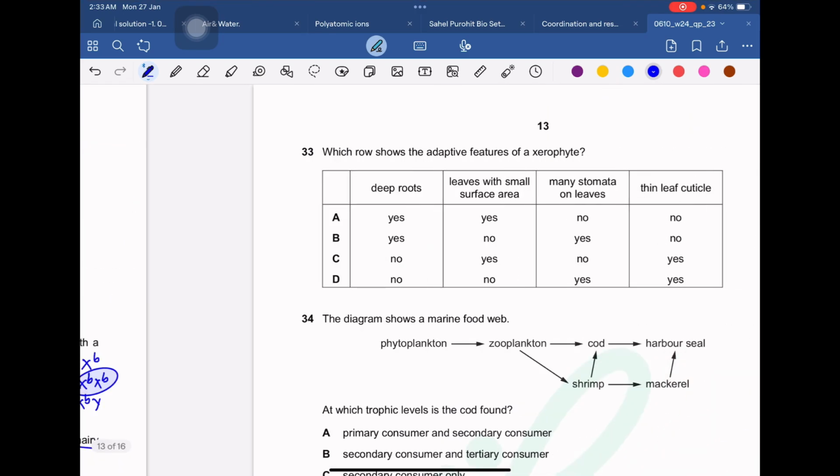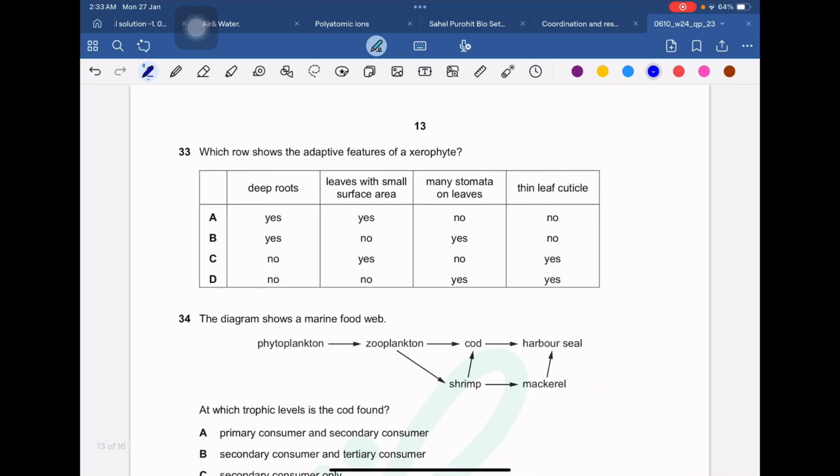Let us move on to the next question. Which row shows the adaptive feature of a xerophyte? Now when I talk about a xerophyte, it is basically the plants which can survive in harsh, hot conditions, which is basically I can say the desert conditions.